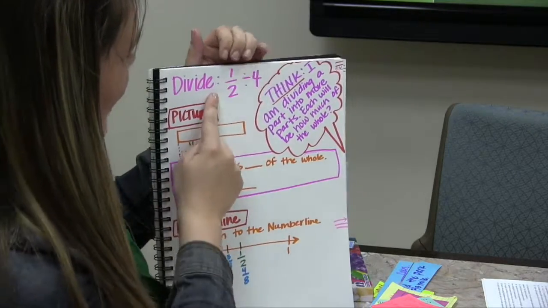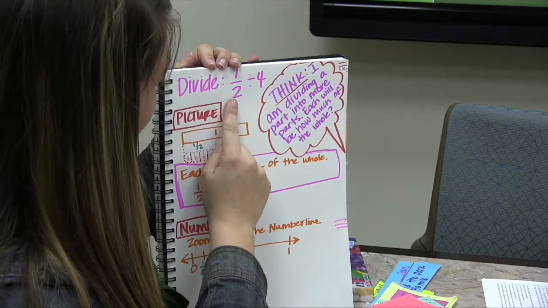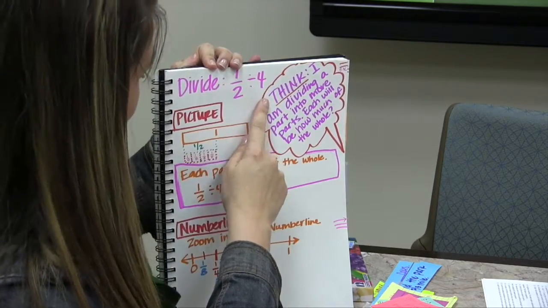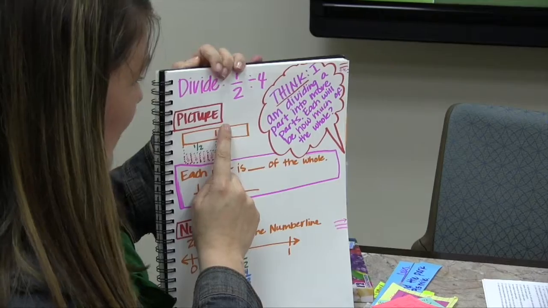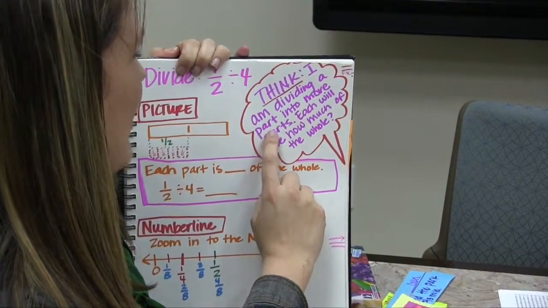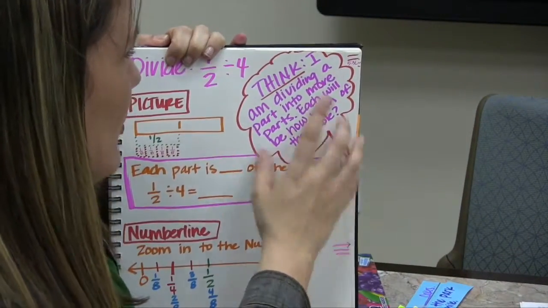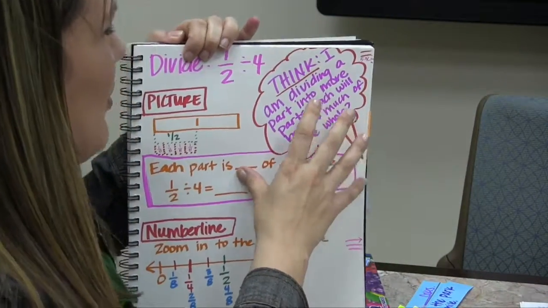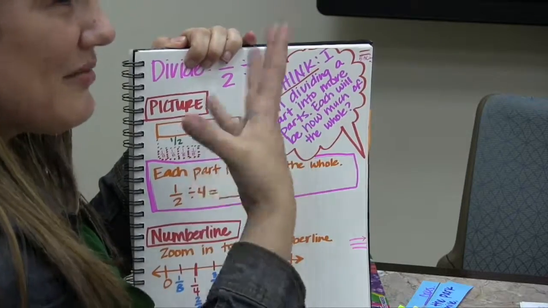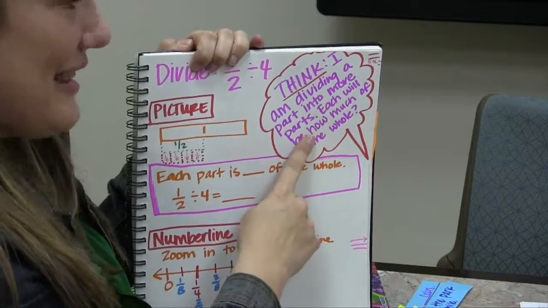So here we have a fraction divided by a whole number. I have 1/2 divided by 4. There's a way you can do this with a picture. I want them to think, I am dividing a part into more parts. Each will be how much of the whole? That's what they are thinking, and it's a good thing to put on there for them to remember. Sometimes even as an adult, I have to think this as well, and I let them know that.